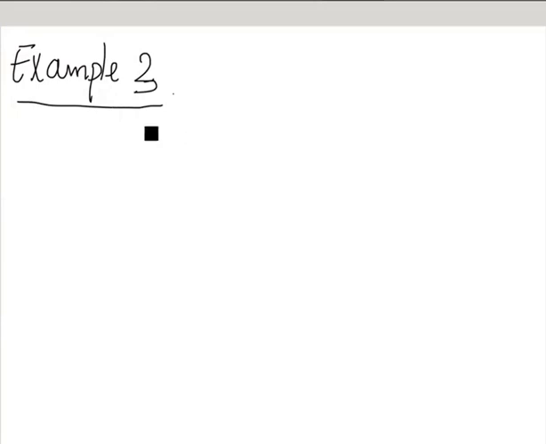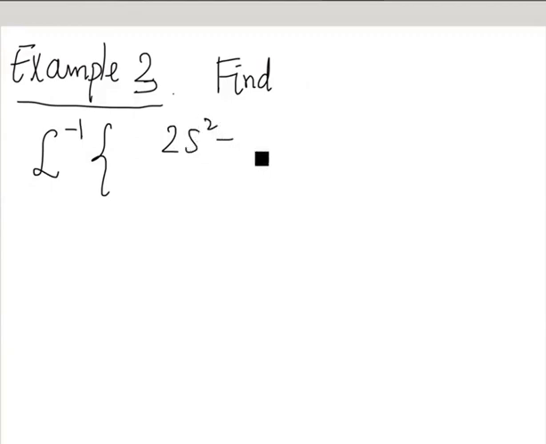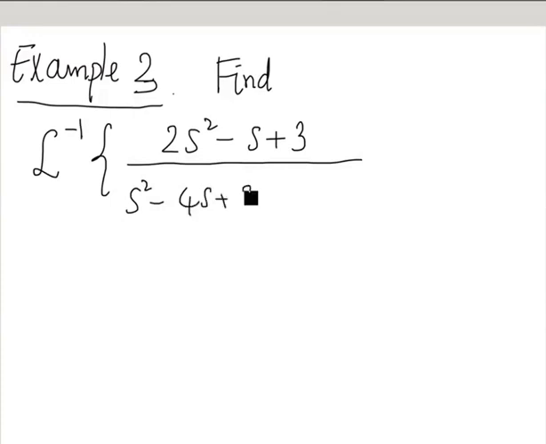Example 3. We want to find the inverse Laplace transform of this: 2s squared minus s plus 3 divided by s squared minus 4s plus 3 times s minus 3. Now this is a complicated fraction. You may wonder why we have such a complicated fraction.